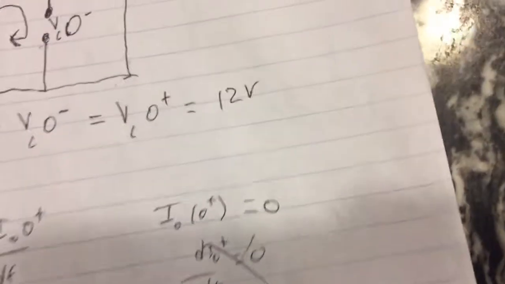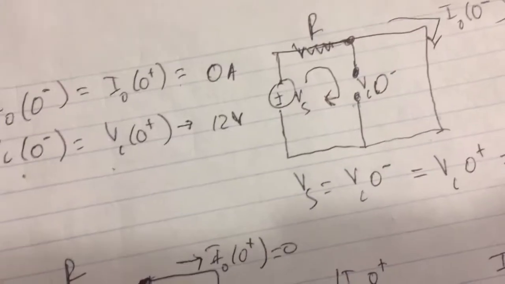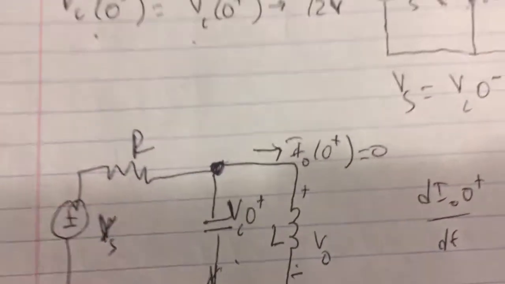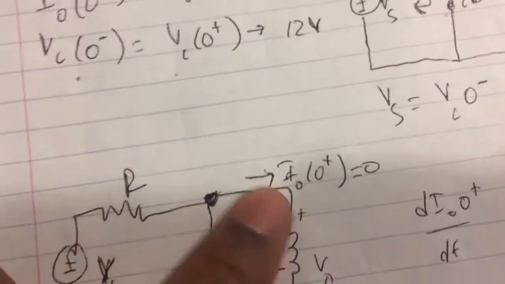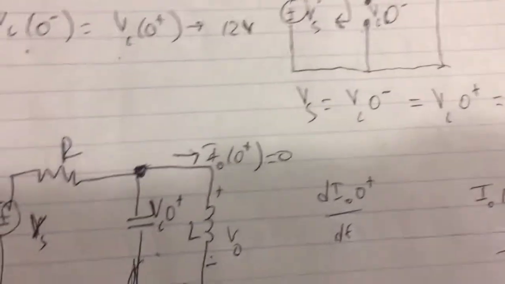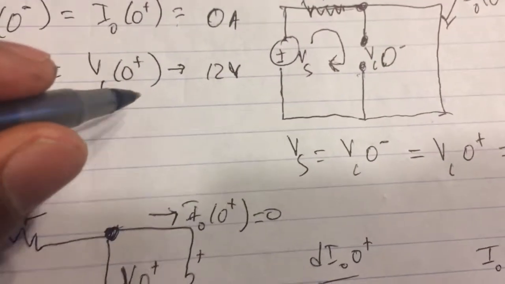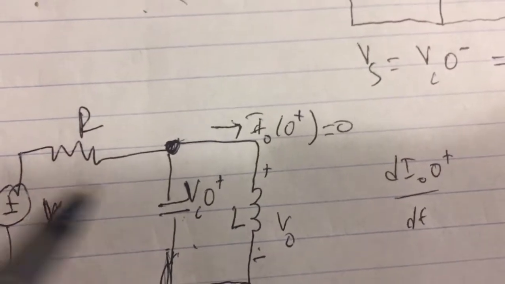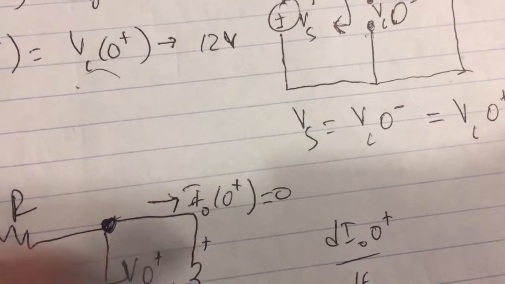Okay, the trick here is to redraw the circuit, right? Redraw the circuit at 0 plus. This is the circuit at 0 plus. So you can have Vc(0+) here, v₀(0+), and all this, and that's closed. We know two things about this. We know the voltage here. We found it in this part. Okay, so we know the voltage here, and that gives us the voltage here. We know the current going through here is 0.